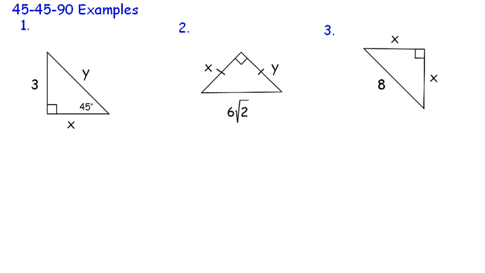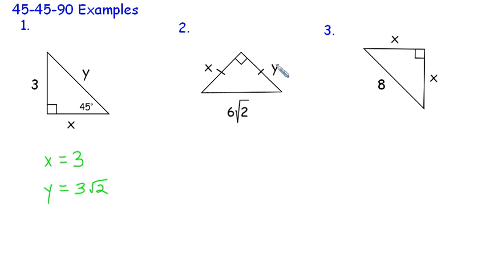Now, on my number 1 example, if one leg is 3, the other leg is also going to be 3. The legs are always congruent in a 45, 45, 90. And the hypotenuse is square root of 2 times as long as the leg. So that's going to be 3 on the square root of 2.